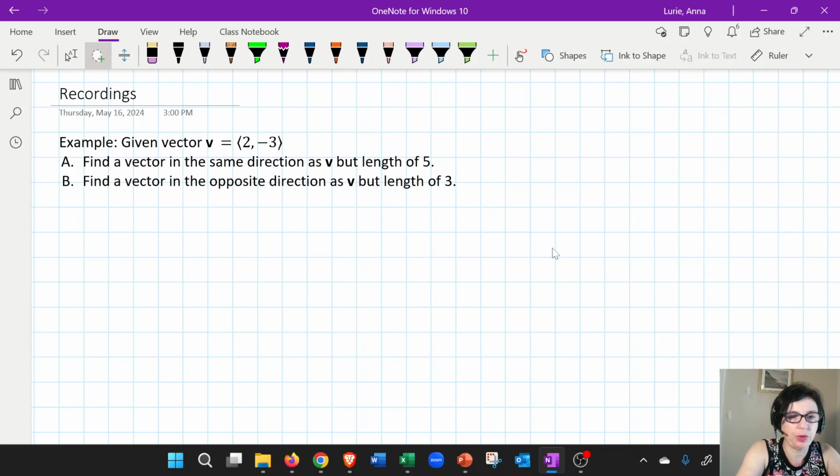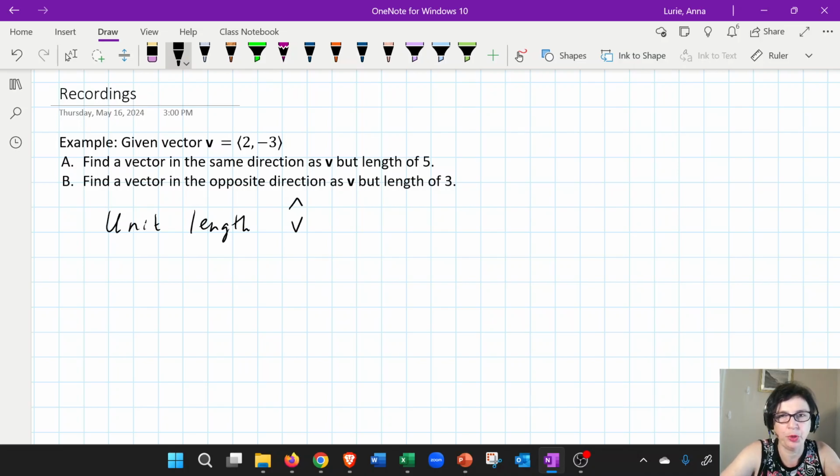When I say putting a hat on a vector, I mean finding a vector with a unit length. What does that mean? It means length of 1. So the notation is going to be v with the hat, meaning that the new length is going to be 1. In order to find it, the first step is to find the magnitude of v.